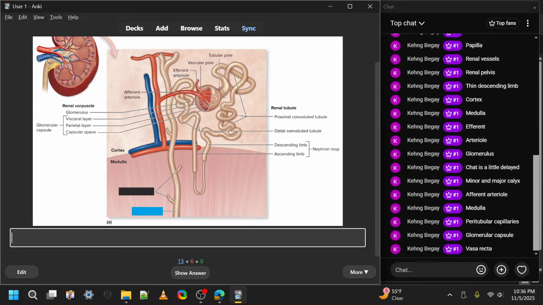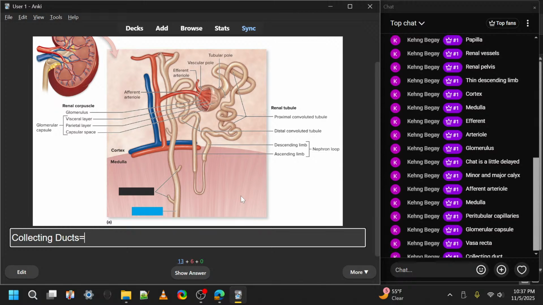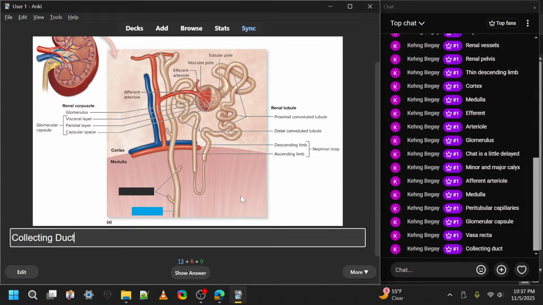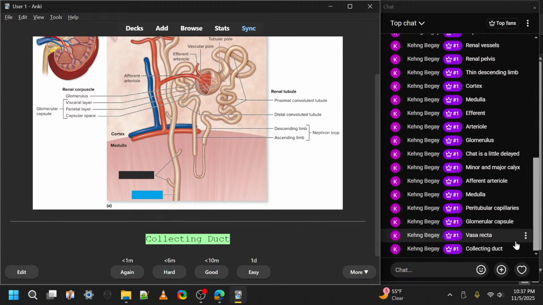Oh shoot. I'm not sure if this one is supposed to be blue or black. I honestly don't remember what black is, but I'm going to put collecting duct. Collecting duct. Yeah, dude. Kang knows his stuff. I'm not sure what the black is.